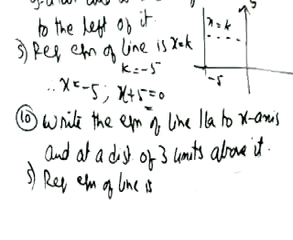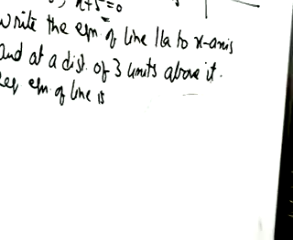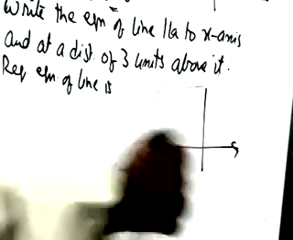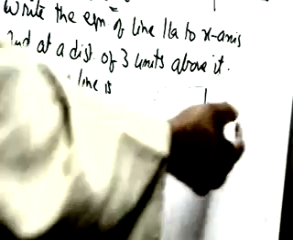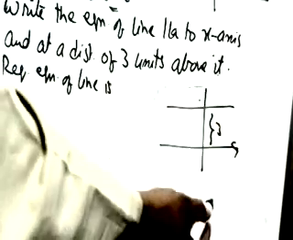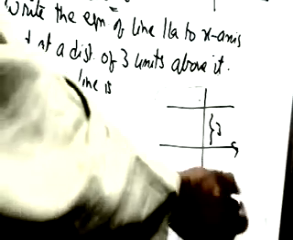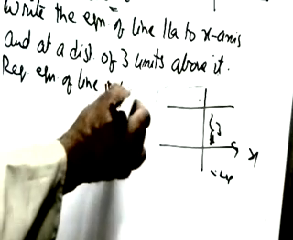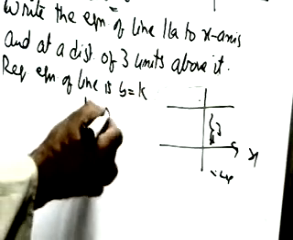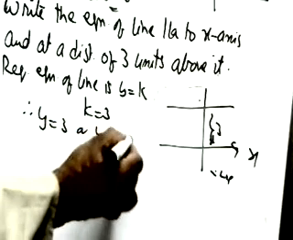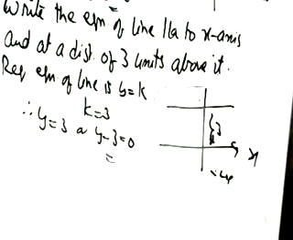Again, see one more question. Find the equation of the line parallel to the x-axis and 3 units above it. Suppose this distance is 3. Above we have to take positive, below we have to take negative. So we take this as positive. The equation of a line parallel to the x-axis is y equals the distance. So here k is 3. Therefore we can write y equals 3 or y minus 3 equals 0.